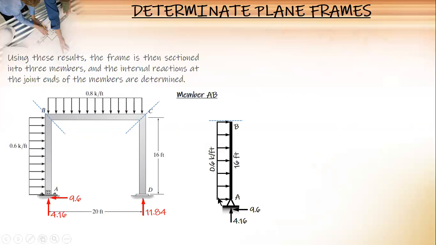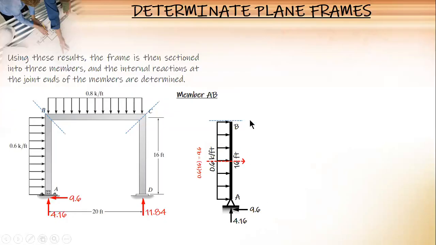So, for EB, we have this. 9.6, 4.16, 0.6, 16 feet. So, it was cut at B. And let's check. These are the internal forces, which balance the applied forces or load. So, resultant, 0.6 times 16 is 9.6. You'll notice that the two horizontal forces just balance each other, 9.6 to the left, 9.6 to the right.